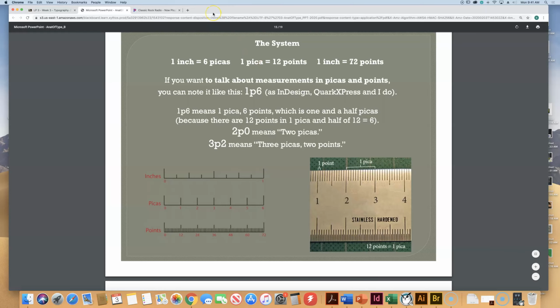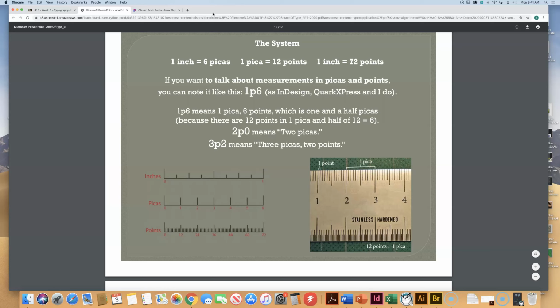So based on what you have in front of you and what you see up here, an inch can be divided into 6 equal pieces called picas. So that's a measurement that we quite often use. So 1 inch is 6 picas. Each pica can be further chopped down to have 12 little pieces inside it. So 12 times 6, that's where we get the 72. So that's how we measure type in picas and points.